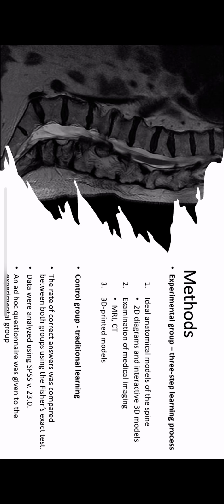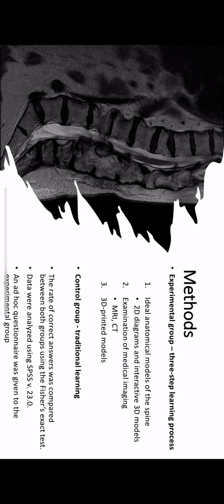The following methodology was utilized to assess the impact of novel teaching methods compared to traditional teaching on the consolidation of anatomical information in undergraduate medical students. The experimental group experienced the 3 levels of learning, both for the normal and pathological spine. Ideal anatomical models of the spine using traditional 2D diagrams and interactive 3D models. Examination of medical imaging, including computed tomography and magnetic resonance imaging, and 3D printed models. Students were offered each of these different models to learn basic concepts involving the normal and pathological spine. After the learning period, students were examined using a short multiple-choice test.